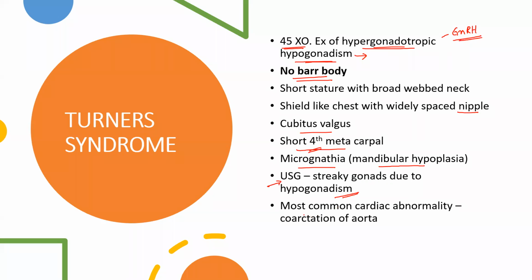Okay, now coming to the most common cardiac abnormality in Turner syndrome, which is coarctation of aorta. This is a very important point. Coarctation of aorta is the most common cardiac abnormality seen in Turner syndrome. Okay, so if a question comes, which among the following doesn't have a Barr body, and Turner syndrome is there, you know the answer. The answer is Turner syndrome.